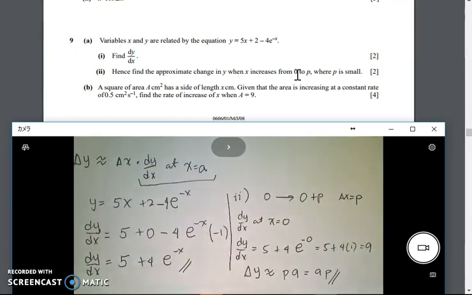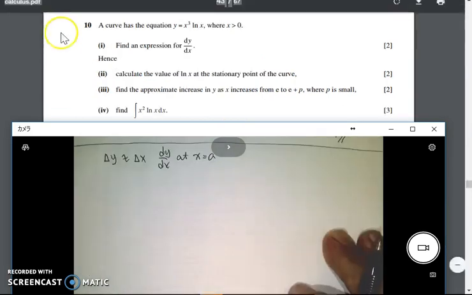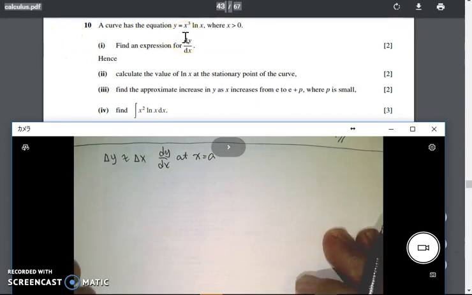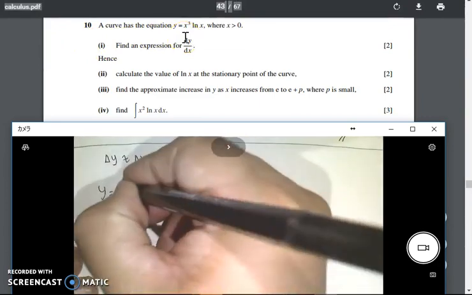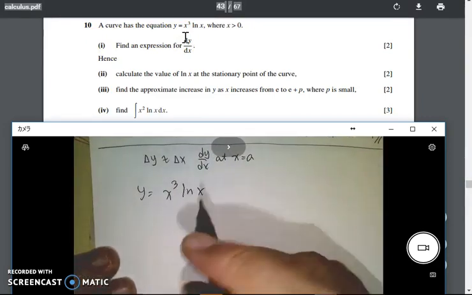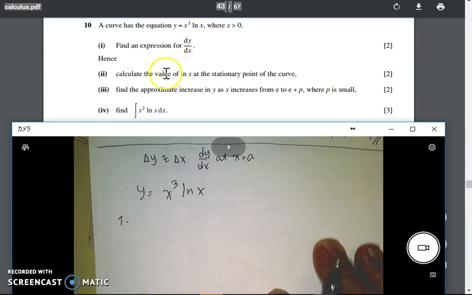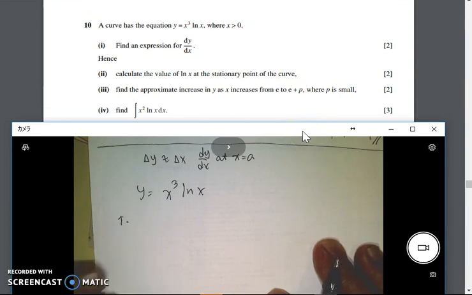That's the answer. Let's have example number 3. A curve has the equation y is equal to x cubed ln x. Part 1 is to find the expression for dy/dx. Hence, calculate the value of ln x at the stationary point of the curve. Then find the approximate increase in y as x increases from e to e plus p, where p is small. Number 4 is not yet our topic.